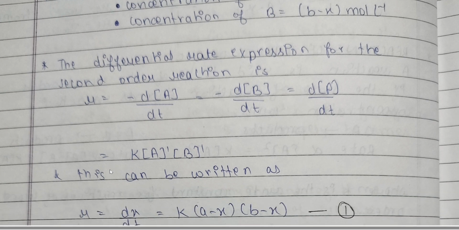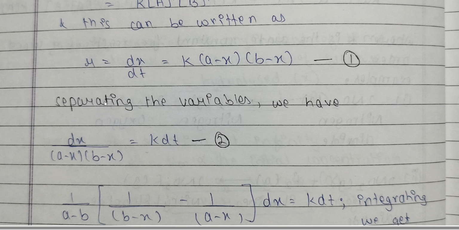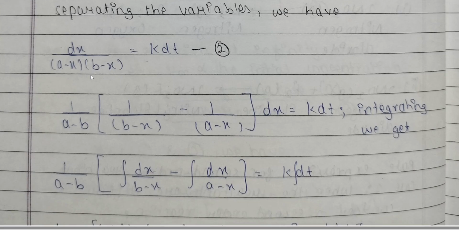The differential rate expression for the second order reaction is R is equal to minus dA by dt is equal to minus dB by dt is equal to K times concentration of A and concentration of B. This can be written as R is equal to dx by dt is equal to K into a minus x into b minus x. Equation 1. Separating the variables, we have dx by a minus x into b minus x is equal to K dt. It can be written as 1 by a minus b, bracket closed, 1 by b minus x minus 1 by a minus x dx is equal to K dt.